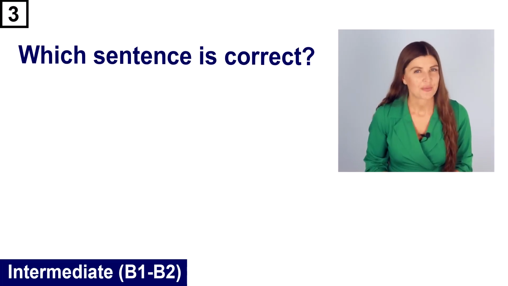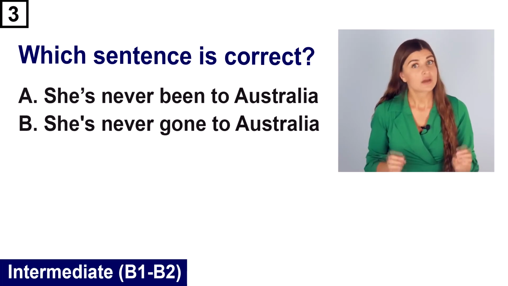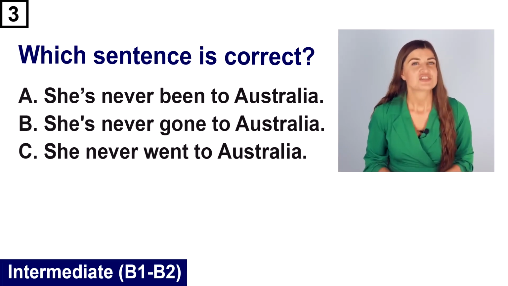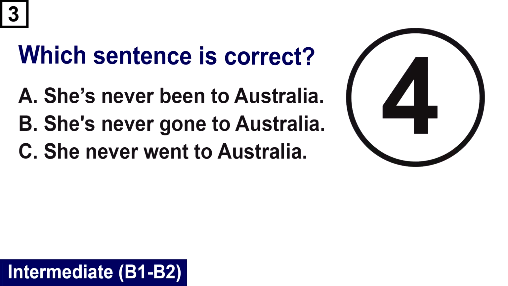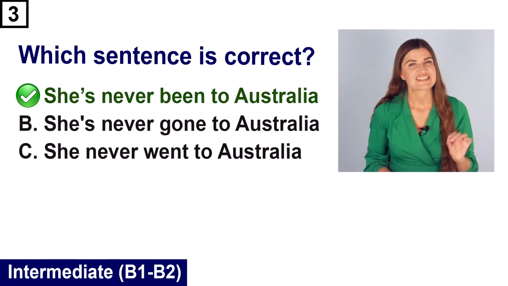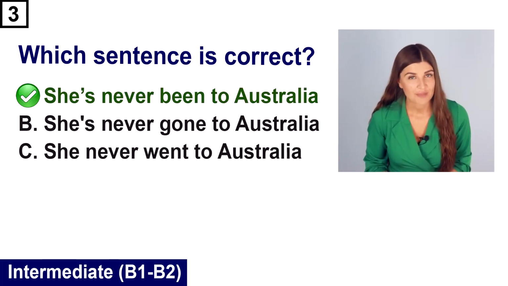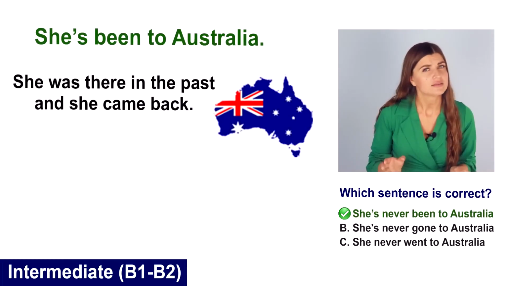The next question. Which sentence is correct? She's never been to Australia. She's never gone to Australia. She never went to Australia. She's never been to Australia. But what's the difference between been and gone?